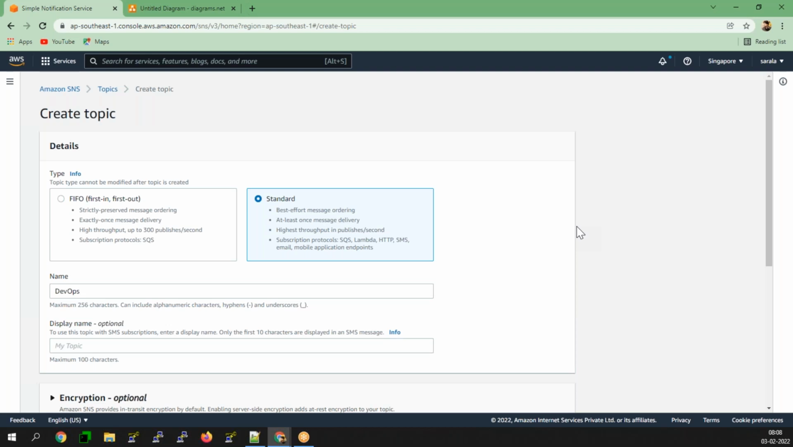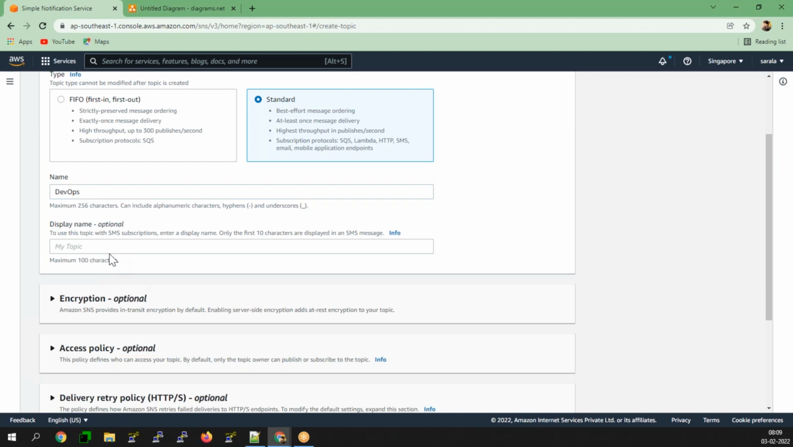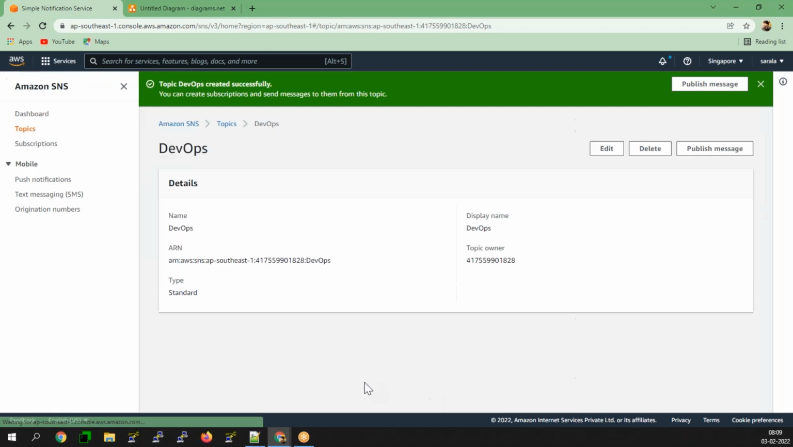And the standard type is best-effort message ordering; at least it will deliver the message once. It has the highest throughput in publications, and the subscription protocols are SQS, Lambda, HTTPS, SMS, email notification and mobile application endpoints. You can fetch these notifications via these endpoints. In your real-time environment, you will go with email notifications. The display name is going to be DevOps here. Create it.